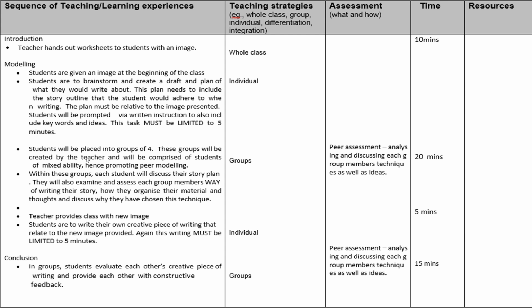Next, the teacher provides a new image. Each group goes back to working as individual students again, and they have to write, not plan, but write a creative writing piece about this new image. Again, limited to 5 minutes. After the 5 minutes elapse, the students come back together and they evaluate each other's creative writing pieces and provide each other with constructive feedback.